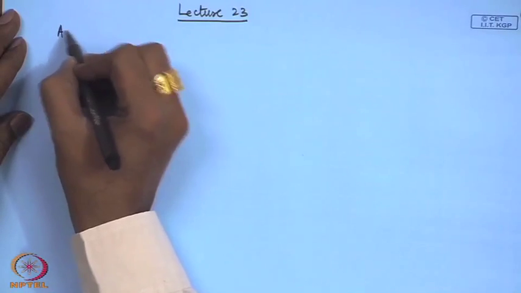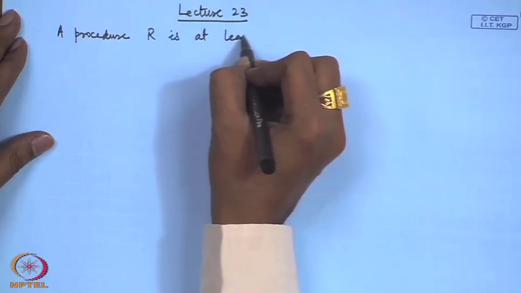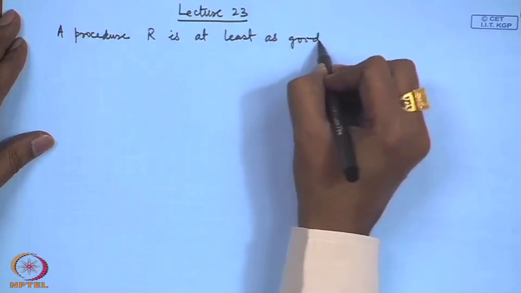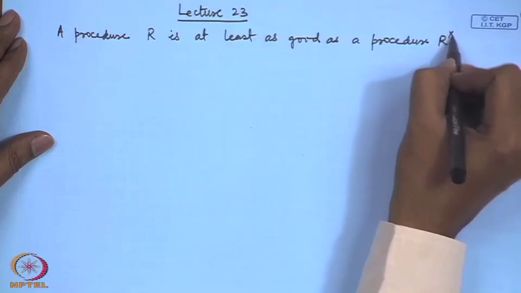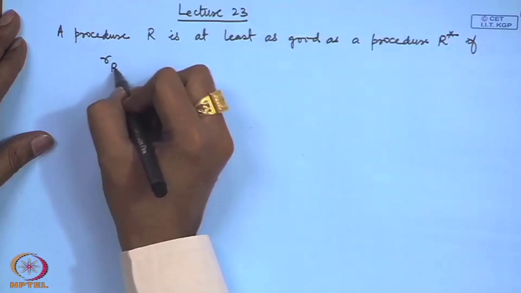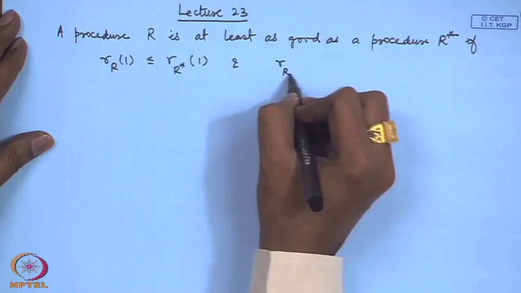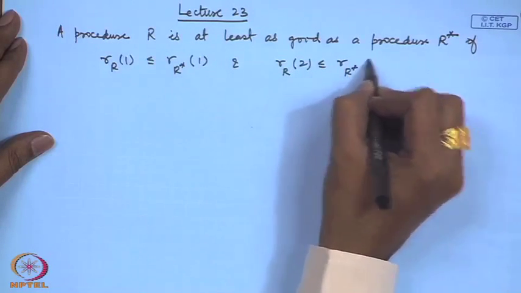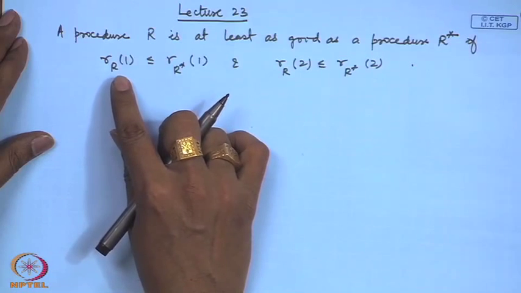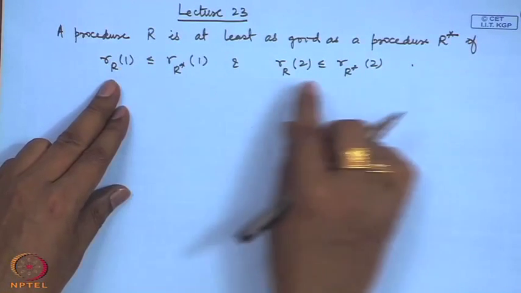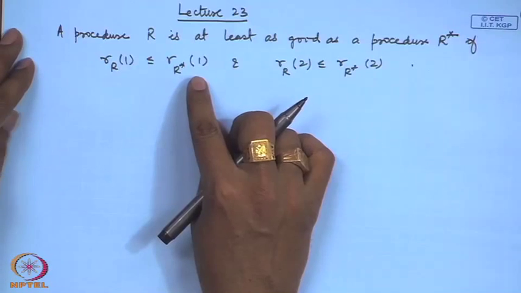So, we say that a procedure R is at least as good as a procedure R star if R(1, R) is less than or equal to R(1, R star) and R(2, R) is less than or equal to R(2, R star). That means both the expected losses, if the observation is from pi 1 and if it is from pi 2, should be smaller, then the procedure R is better than the procedure R star.